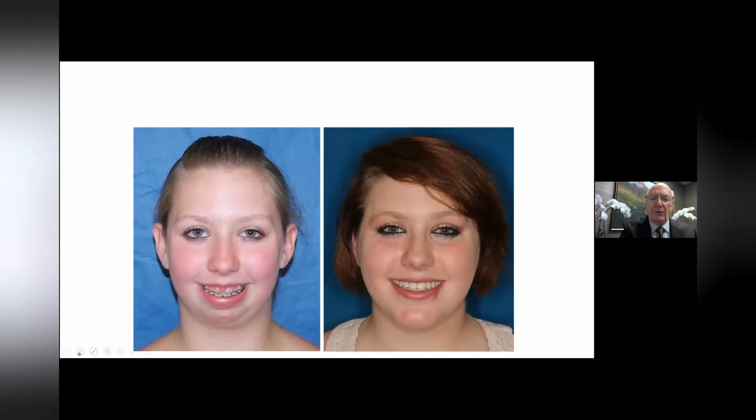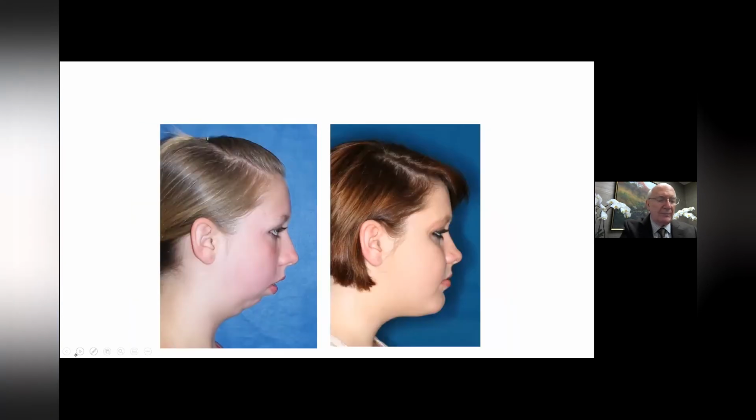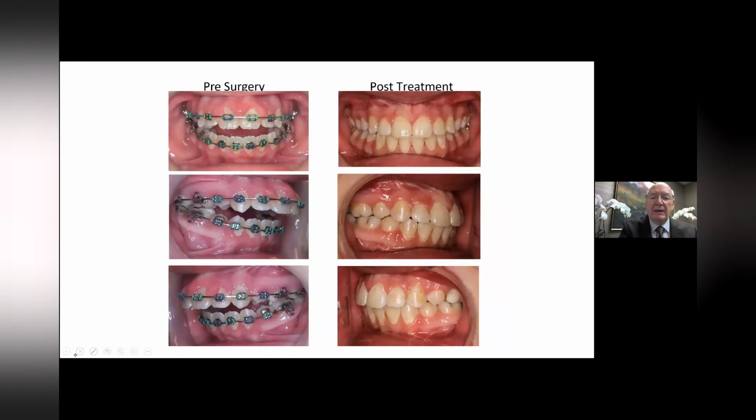This is about a 4-year follow-up on the right-hand side. And significant improvement in her airway, significant change in her psychosocial well-being. And importantly, able to achieve a very nice occlusal result, as you see over here. Very stable.